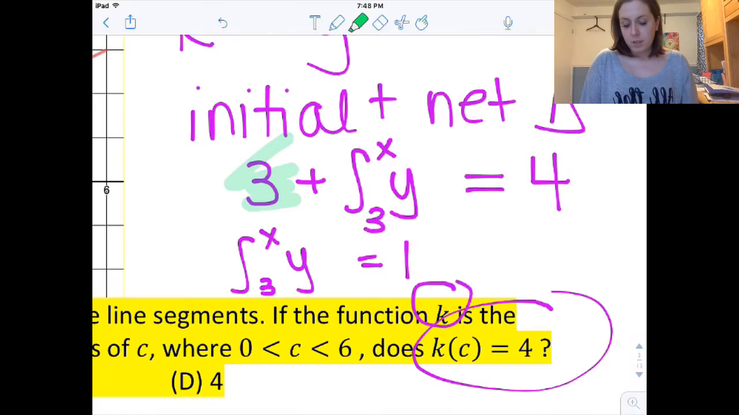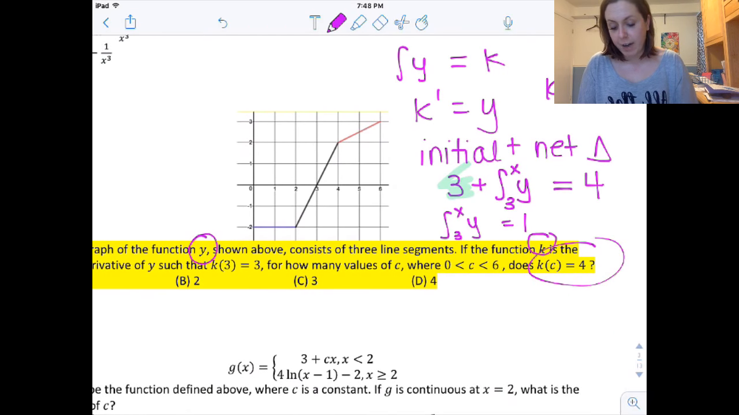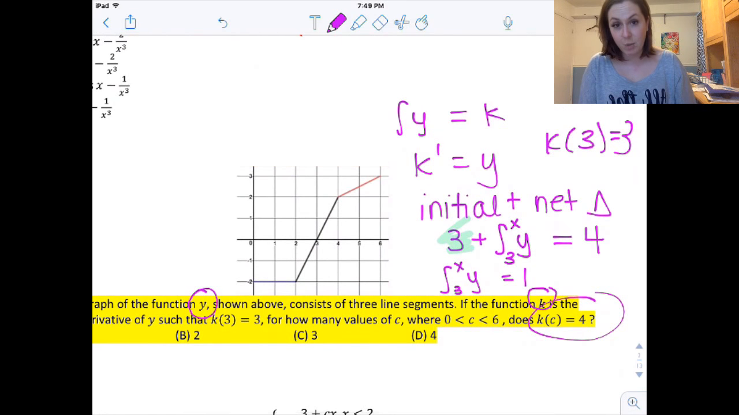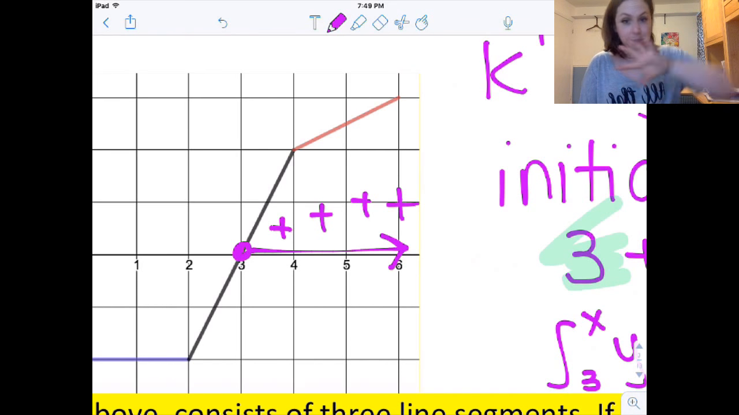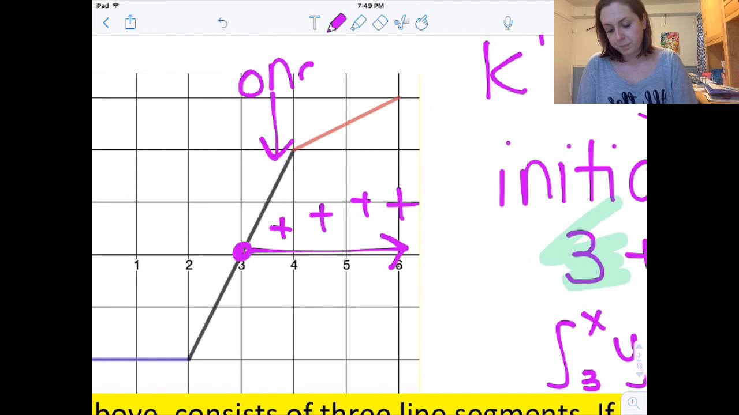I'm going to say, okay, starting at 3, I know my value is 3. I'm going to think about the area I'm accumulating. If I go in a positive direction, if I go this way, I'm accumulating positive area all the way over, right? That's positive area. So you're going to get to a place where it definitely equals 4 because you're starting at 3, accumulating positive area. I'm not sure where exactly, but I know it would happen once in here because you'd be adding 1 unit of area.